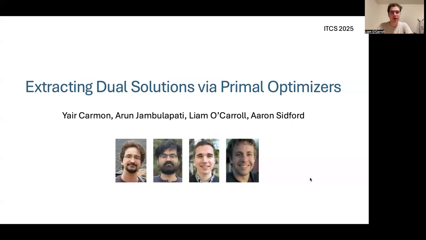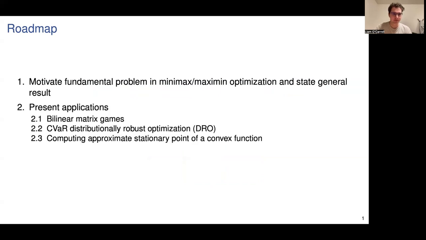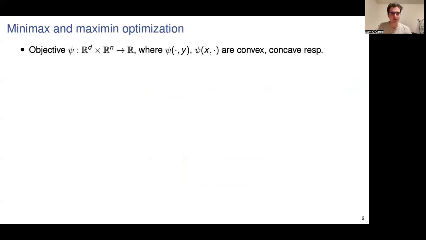Our paper is called Extracting Dual Solutions via Primal Optimizers, and my co-authors are Yair, Arun, and Aaron. As a roadmap of this talk, we're going to motivate a fundamental problem in minimax optimization and state our general result. We'll then go over three applications of our general result, and finally we'll conclude.